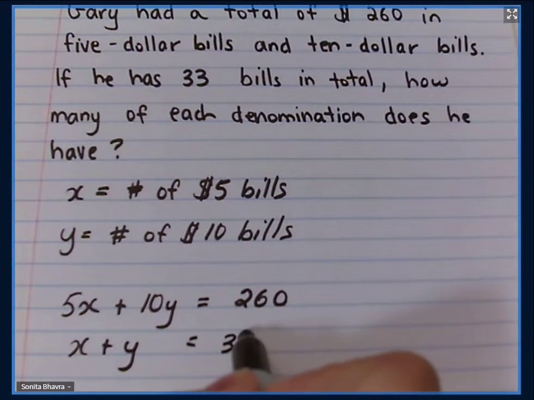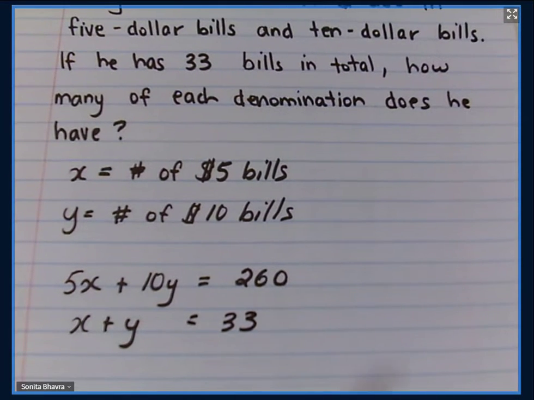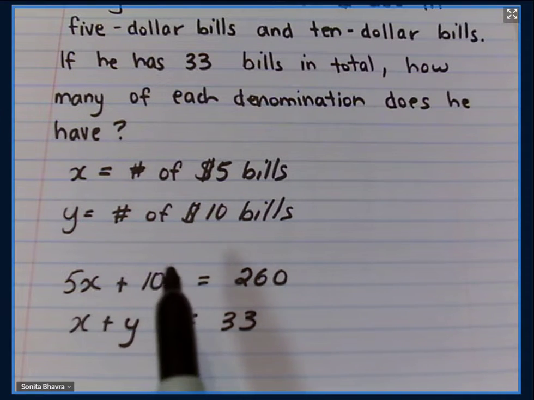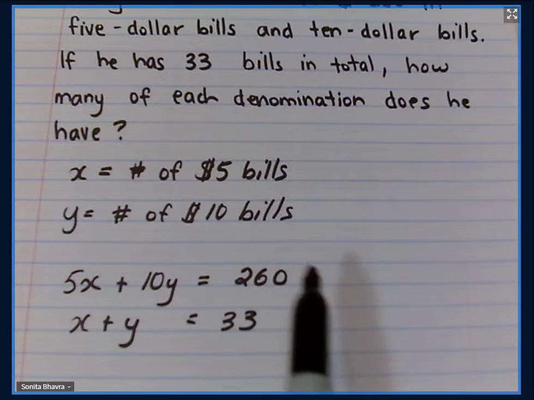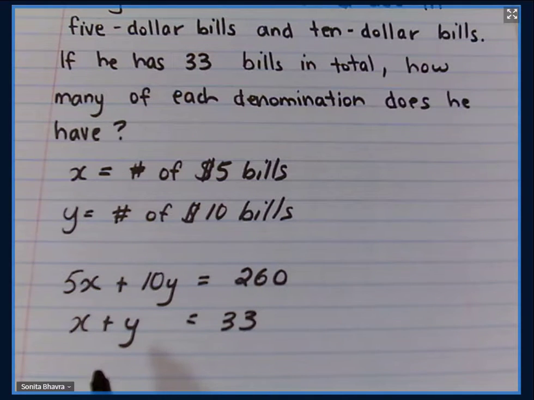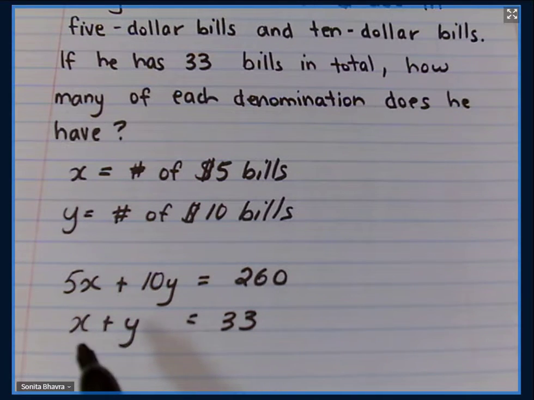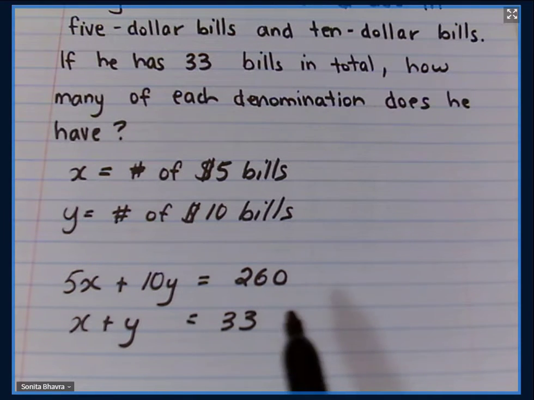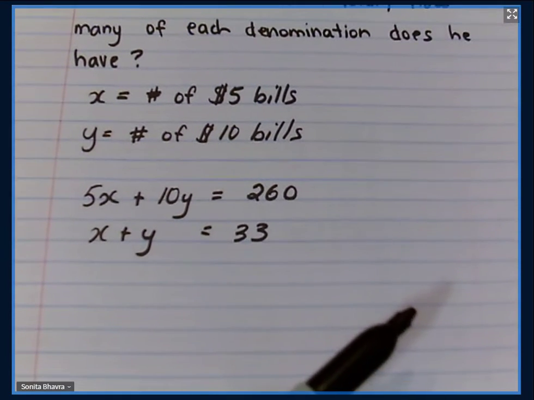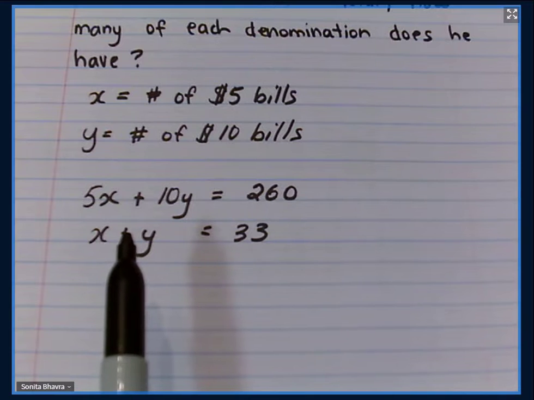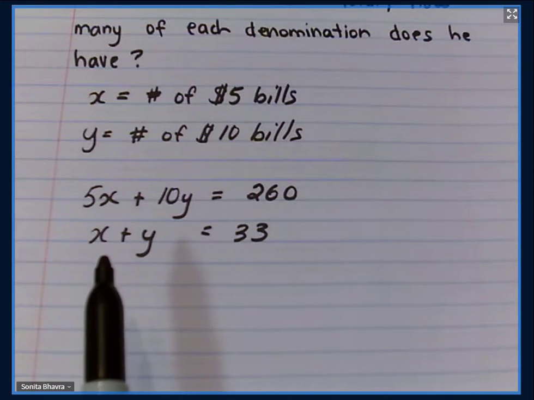So notice how I kept my first equation as the money or dollar amounts, $5 x and $10 y equals $260. And then my second equation is bills in total. So x plus y, my $5 bills and my $10 bills, there's a total of 33 bills. All right, so now we have our two equations. And for this, we can use elimination.